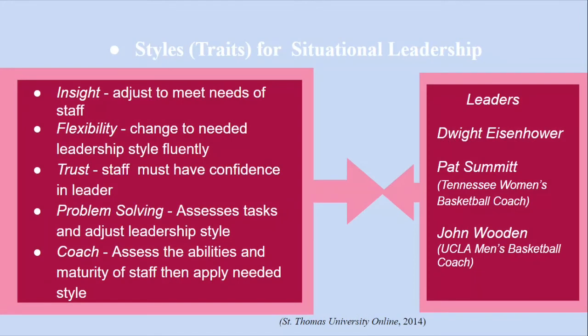On this slide, you'll see the styles or traits for situational leadership. They include insight, flexibility of the leader, trust the leader has with the staff and the staff has with the leader, problem solving, and then coaching. Great examples of these leaders would be Dwight Eisenhower, Pat Summitt, who was the Tennessee women's basketball coach, and then John Wooden, who was UCLA men's basketball coach.